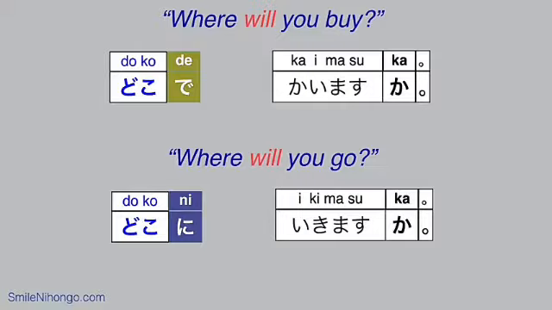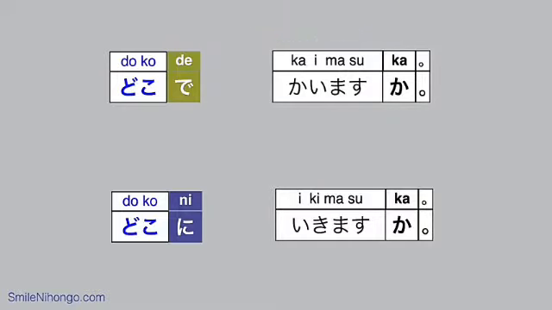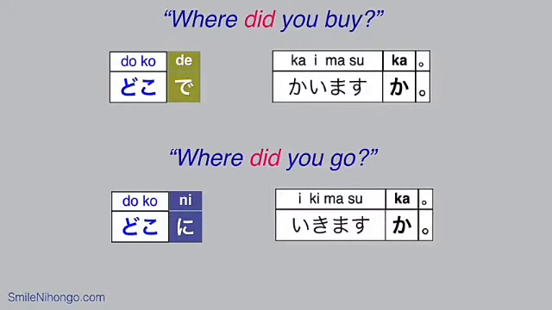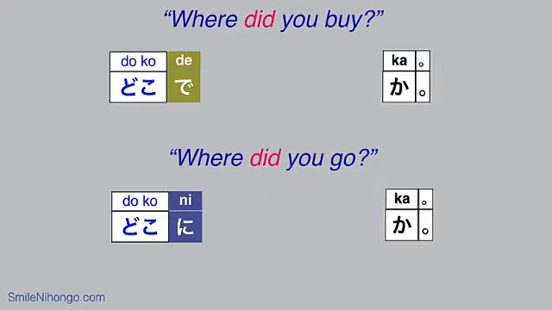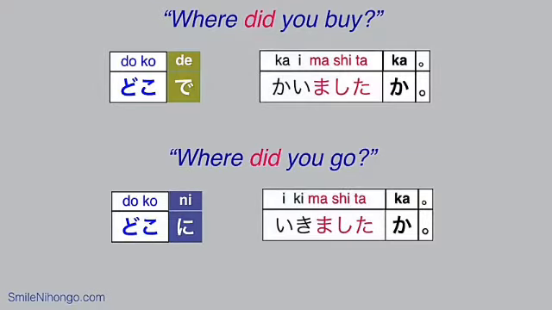If you want to change these questions into the past tense, then now you need to change the verb into the past form, like this. So if you want to ask, where did you buy? You have to say, どこで買いましたか? And then, where did you go is going to be, どこに行きましたか?